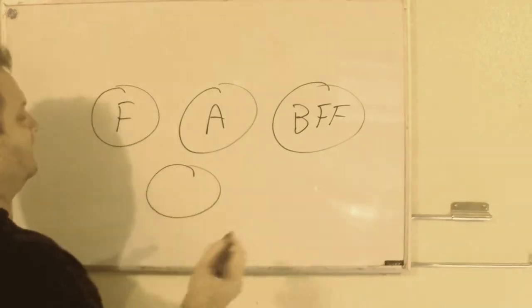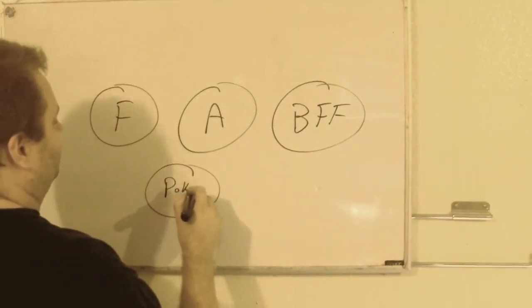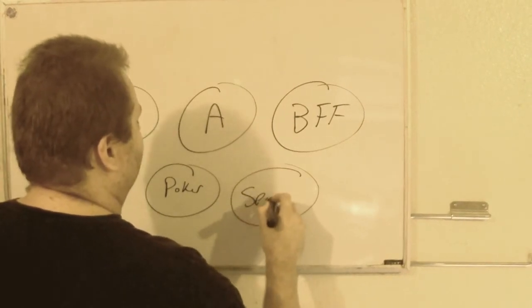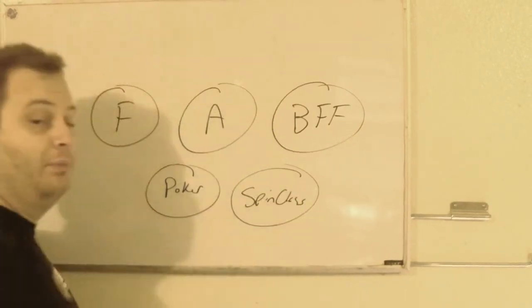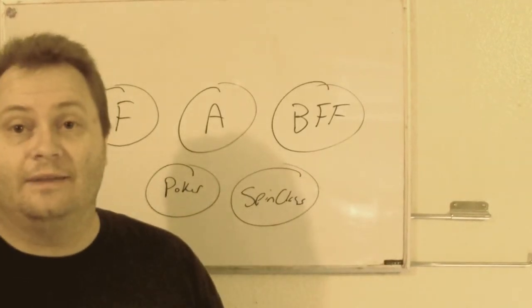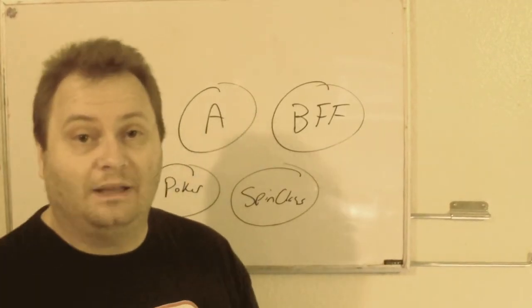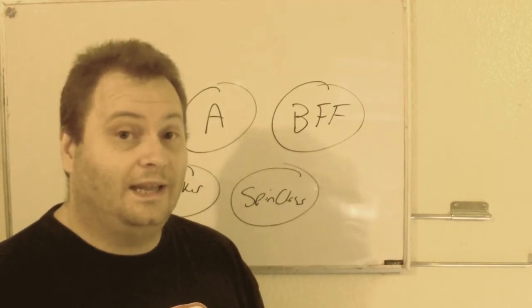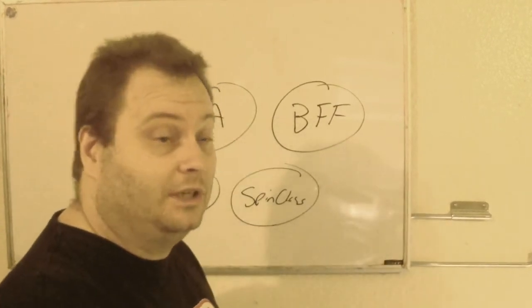We may have diverse groups like our poker buddies. We may have the spin class friends, whatever. My point is, we have a ton of different people in our lives, and they can't all just be classified as friends and or followers. They really need their own designation, and that's where Google Plus comes into play.